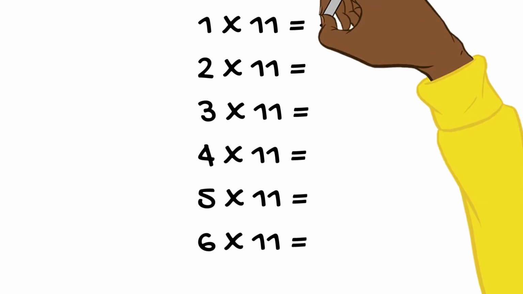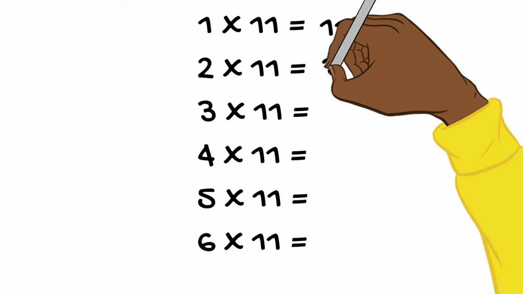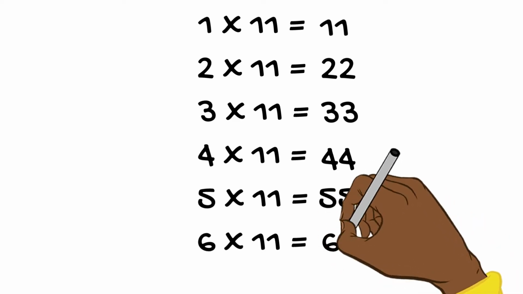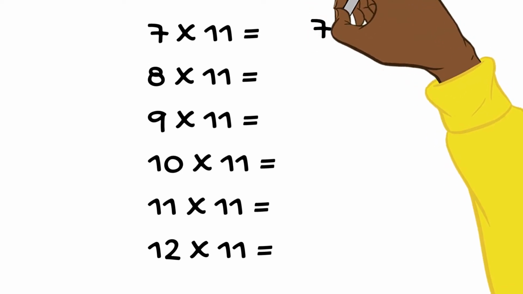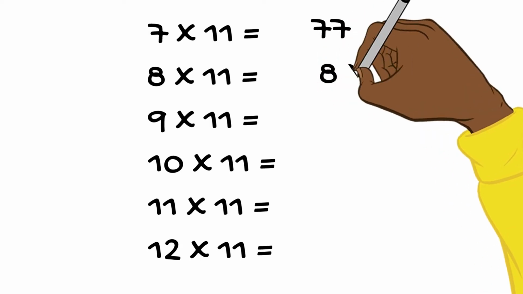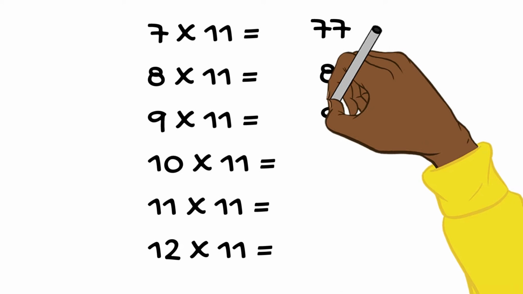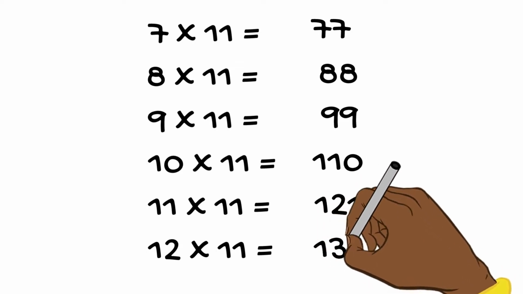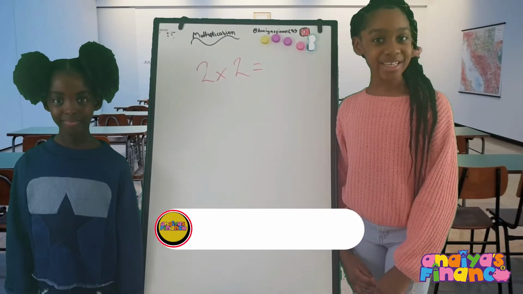1 times 11 is 11. 2 times 11 is 22. 3 times 11 is 33. 4 times 11 is 44. 5 times 11 is 55. 6 times 11 is 66. 7 times 11 is 77. 8 times 11 is 88. 9 times 11 is 99. 10 times 11 is 110. 11 times 11 is 121. 12 times 11 is 132.